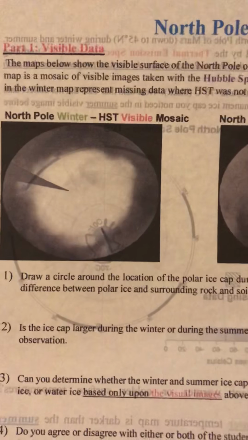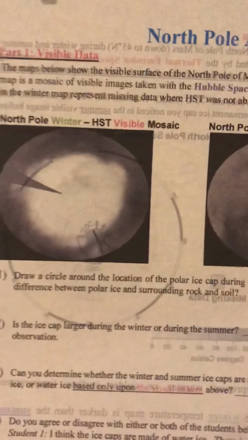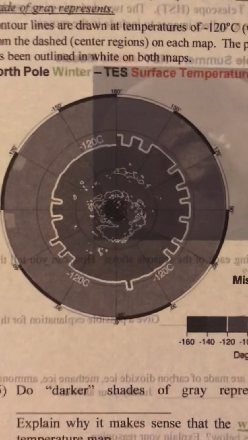We look, this is our visible data from the North Pole in winter and the North Pole in summer, and you can see the changes. When you get to this one, I think it's the one that confuses people most sometimes.